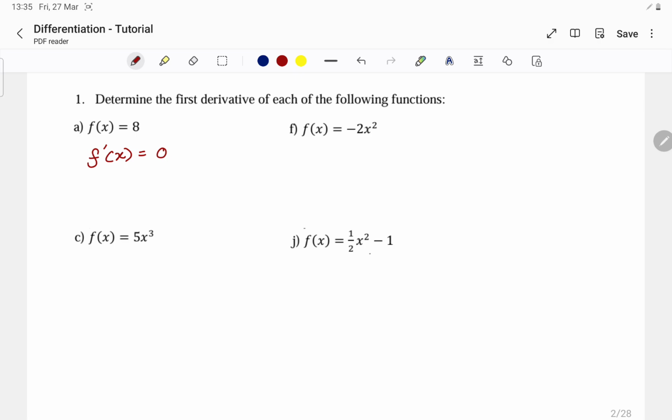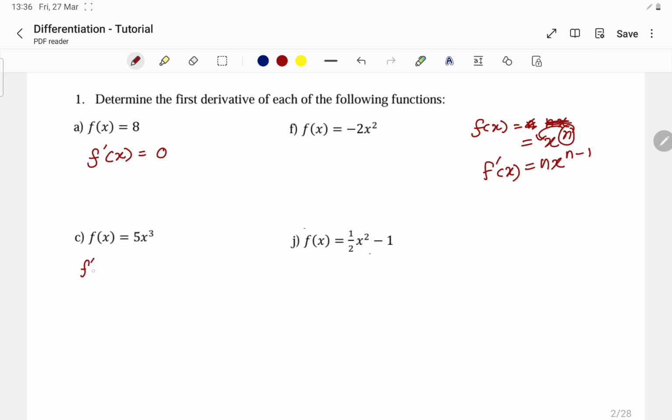Okay, for question C, f(x) is equal to 5x to the power of 3. For this one, remember for differentiation, when we have a power, let's say f(x) is equal to x to the power of n. What you guys have to do is you bring n in front when you want to differentiate. Then you copy x to the power of n and then minus 1 from the power. Okay, so we will do the same for question C.